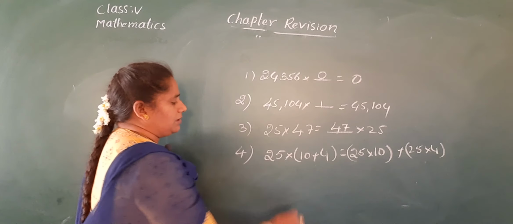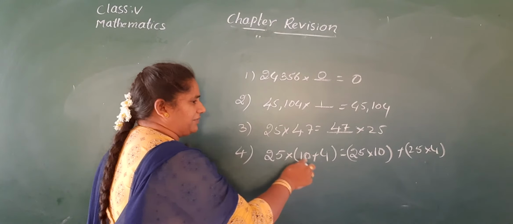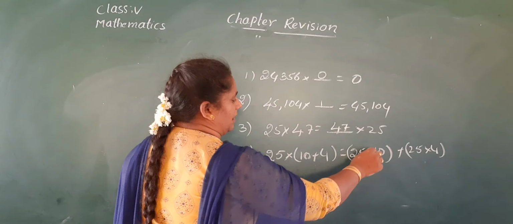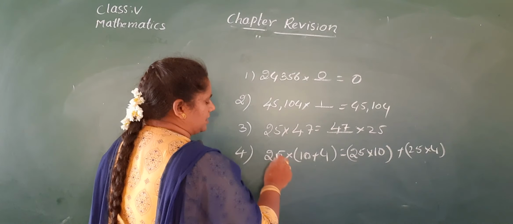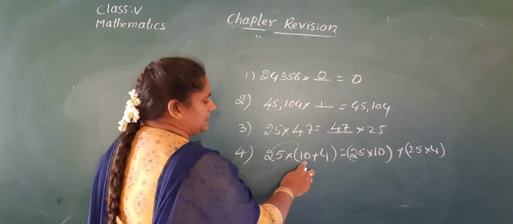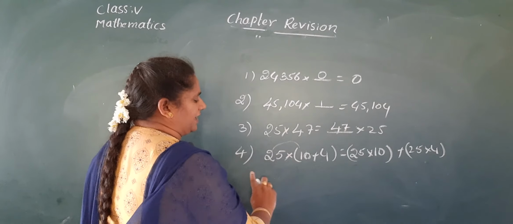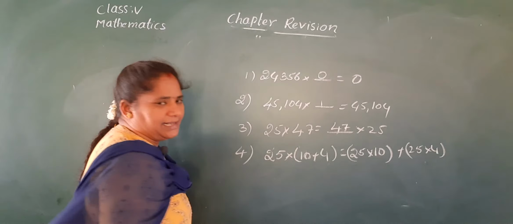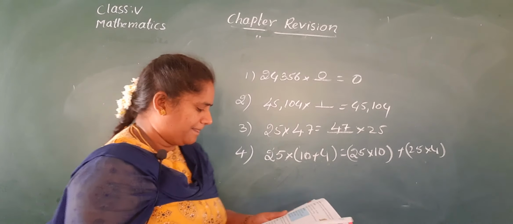Okay, ma? So if you add the two numbers and then multiply, it is equal to the sum of the two numbers after multiplying each. See, ma, 25 into 10. So we multiply this individually, 25 into 10 first, later 25 into 4. Now you add these products. Okay, ma?